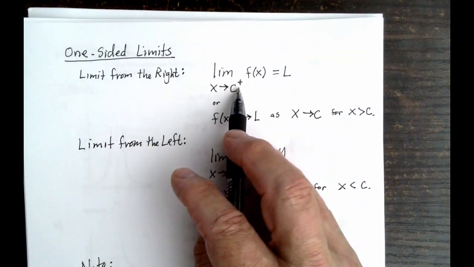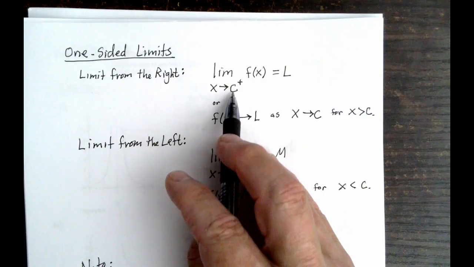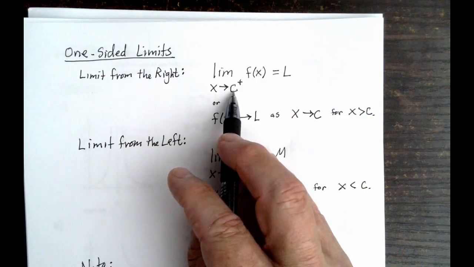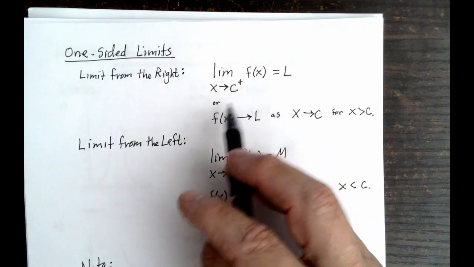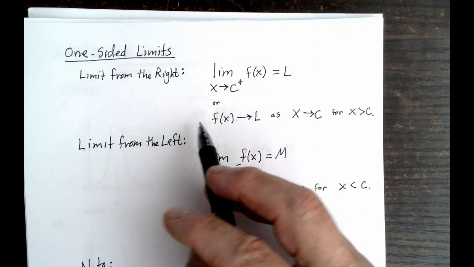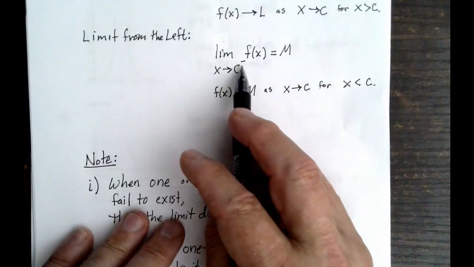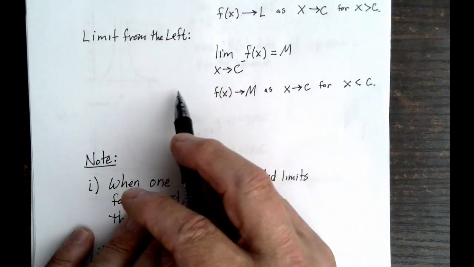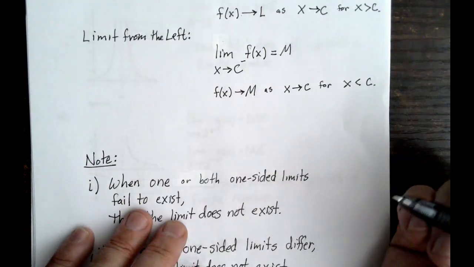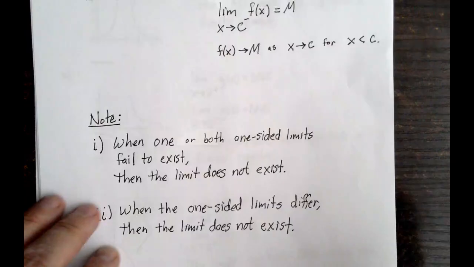With this little plus here, that means you're approaching some constant number, c, from the right. And for us, from the right, for 2 would be 2.1, 2.01, and a limit from the left with this little negative sign there, that means you're approaching it from the left. So 1.9, 1.99, 1.999, that sort of thing.